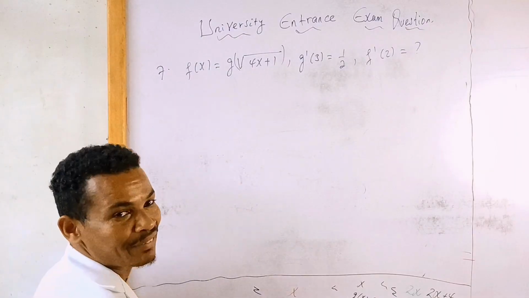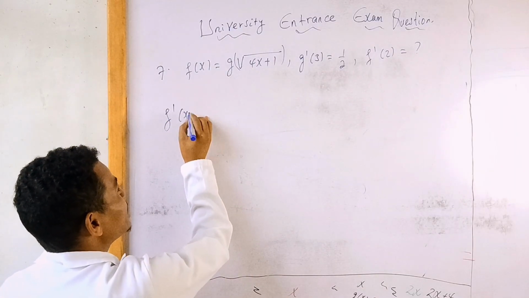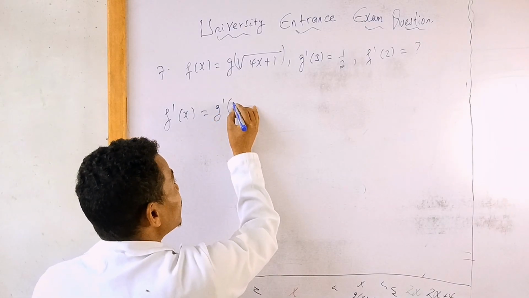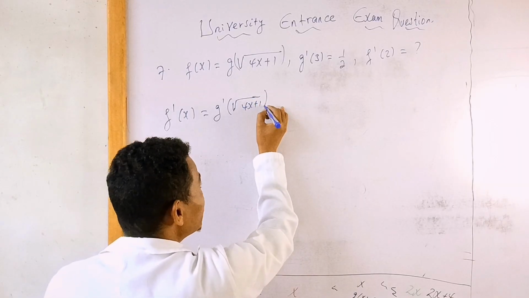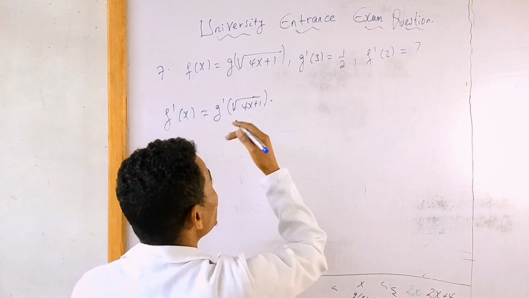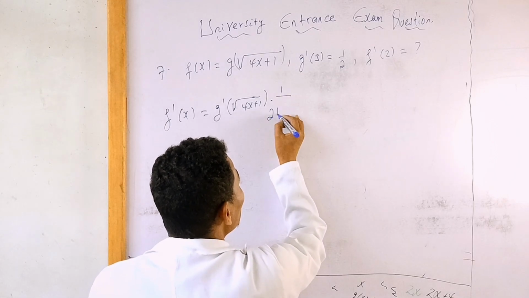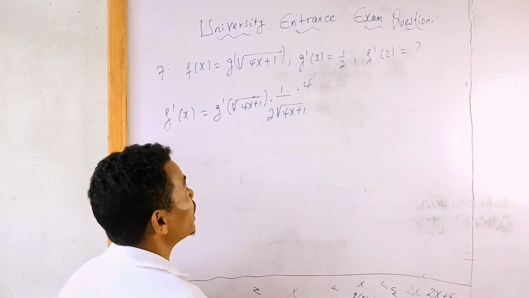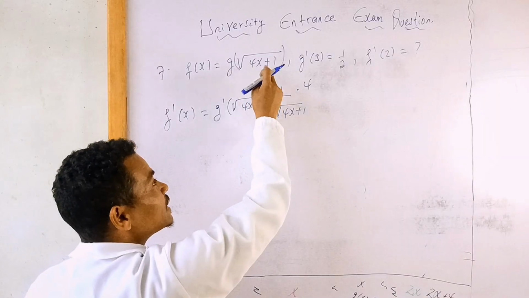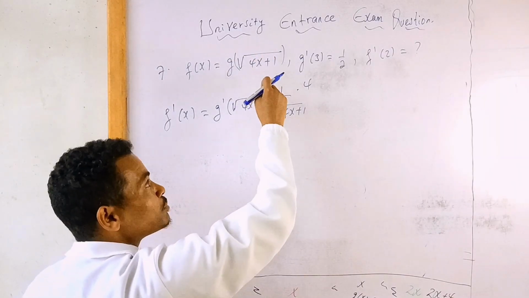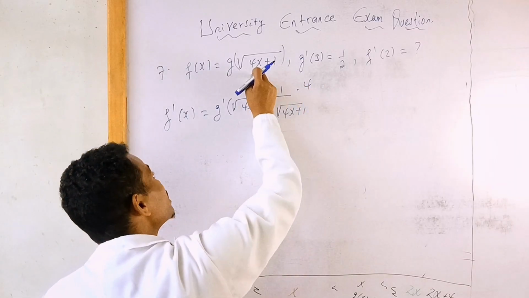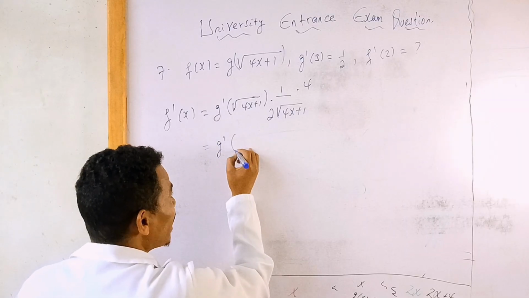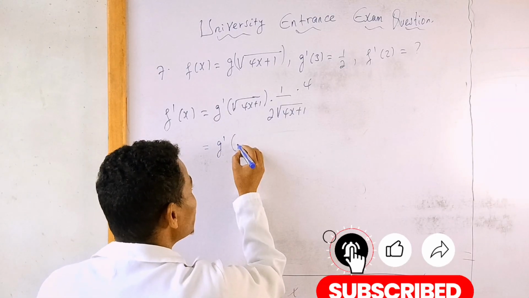Now, how to get f derivative at x in value? f derivative at x is equal to, by the chain rule, g derivative at radical 4x plus 1 times the derivative of radical 4x plus 1, that is 1 over 2 radical 4x plus 1 times the derivative of 4x plus 1, which is 4. That is g derivative of radical 4x plus 1 times the derivative of radical 4x plus 1, which is 1 over 2 radical 4x plus 1 times the inner derivative, 4.